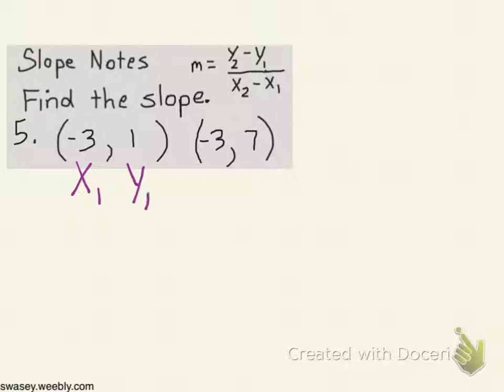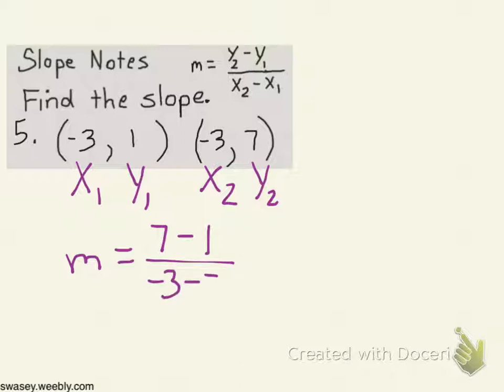Again, we'll label our points x sub 1, y sub 1, x sub 2, y sub 2. Substitute into that slope formula. Y sub 2 is on top, 7 minus y sub 1, which is 1, and then negative 3 minus a negative 3 is on the bottom. So this time we get 6 over 0. Negative 3 minus a negative 3 is negative 3 plus 3, which is 0. If you type that in your calculator, it should say some type of an error.